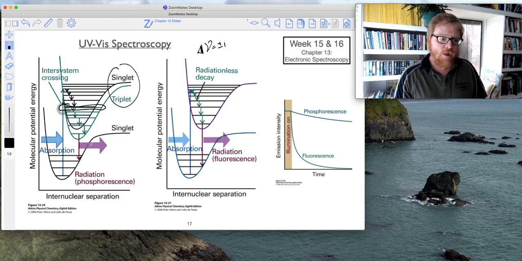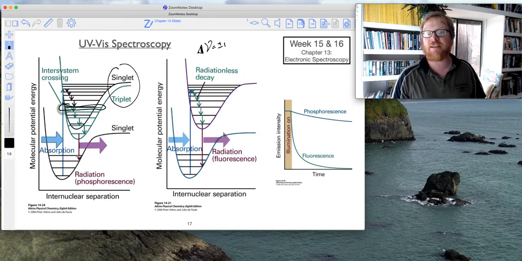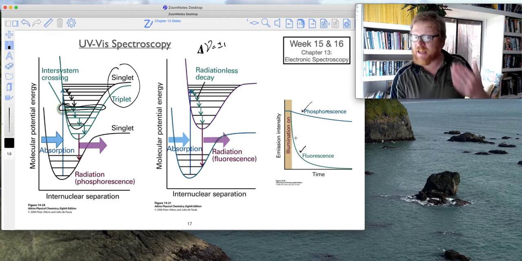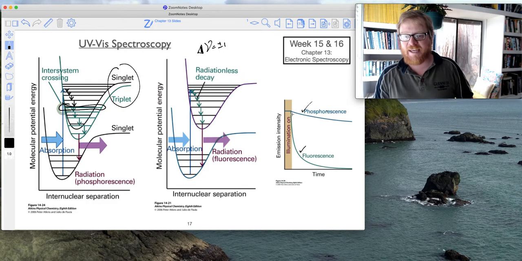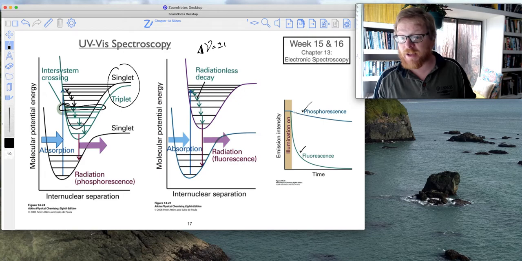So if the radiative decay occurred from the triplet to the singlet, that would be phosphorescence. But if it occurred from a singlet to a singlet, for example, that would be fluorescence. If we could keep track of the emission intensity of our chromophore over time, we would see the light emitted as a result of fluorescence would decay very quickly. The phosphorescence, on the other hand, would be very slow.